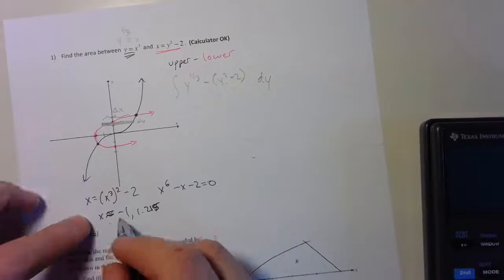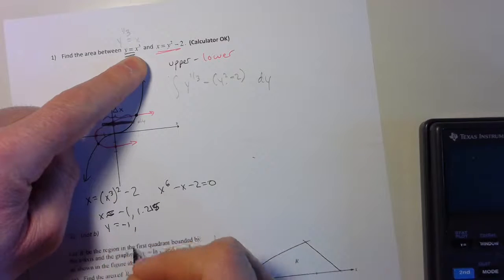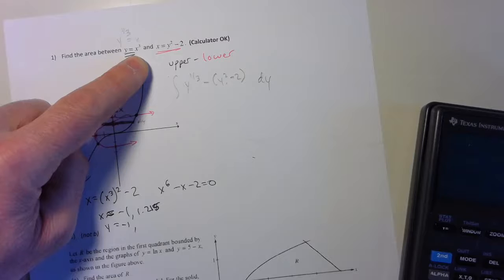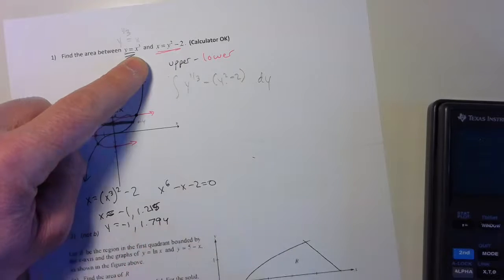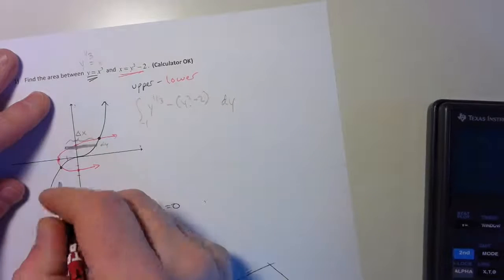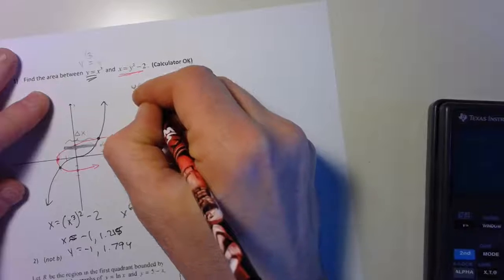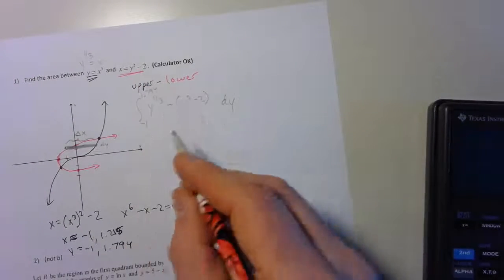So those are my x values, so the y's are going to be equal to, well, plug in -1 for that. And then I'll take that 1.215 cubed, and that'll give me my second one of 1.794. Okay, so I have my two bounds there. There's the lowest of -1, and there's my highest of 1.794. Okay, so now we're ready to integrate it.